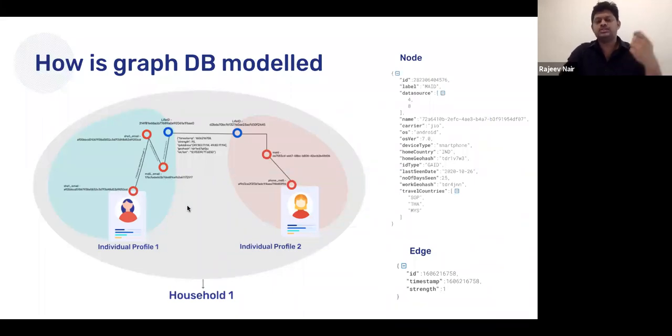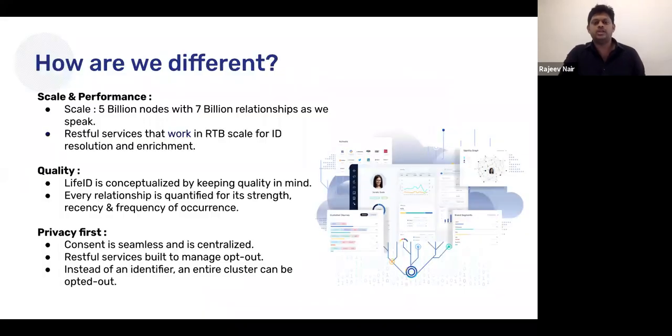For example, if a customer decides to opt out based on a hash of an email, we are not only opting out that ID, we are removing that entire profile. So we have taken the whole idea of data privacy and consent very seriously, and the consent management framework is built in such a way that you can remove entire profiles at a time. That brings us to the end of this presentation.